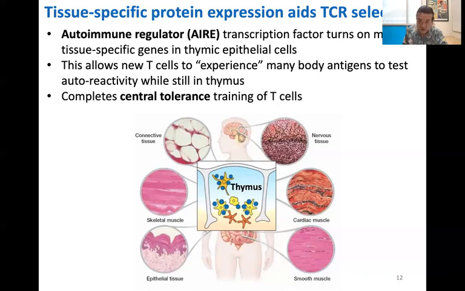And you make sure that they don't react to them when they're still in the thymus, because at least if they're still in the thymus, they can be either encouraged to do a little bit more recombination to try to get their T cell receptor not to be so sensitive, or the T cells can just be eliminated and not allowed to go to work.